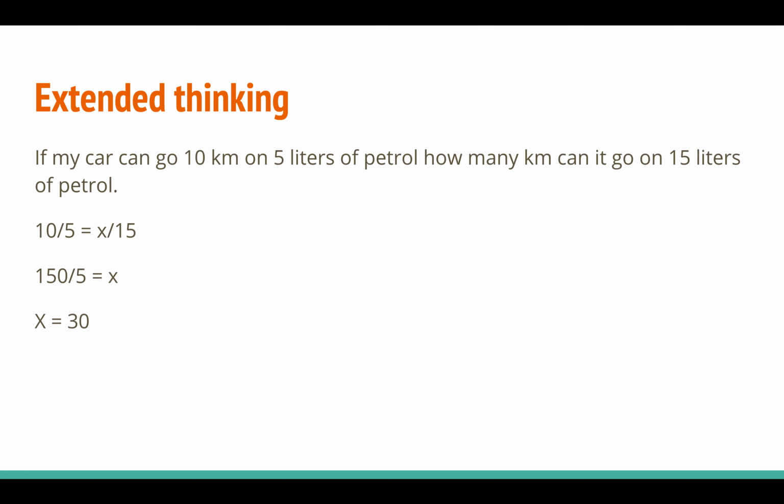Let's try some extended thinking, okay? If my car can go 10 kilometers on 5 liters of petrol, how many kilometers can it go on 15 liters of petrol? You first write this down as fractions: 10 divided by 5, and x, which is how many kilometers, divided by 15, which is the liters it will go. Well, you solve it like you would solve any regular equation. Multiply both sides by 15 to isolate the x. You go 150 divided by 5 equals x. So x equals 30.